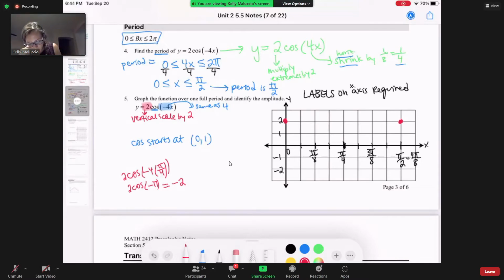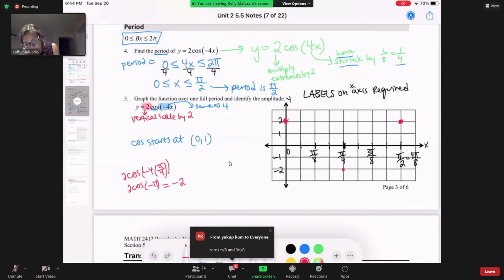Because remember, our graph has to look something like that. Spoiler alert, right? But I just want to find a few points to be exact. So at pi over 4, it's actually going to be -2. So here's all my extremes. And actually, I know that my zeros will just be in between.